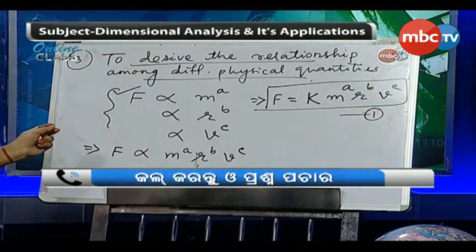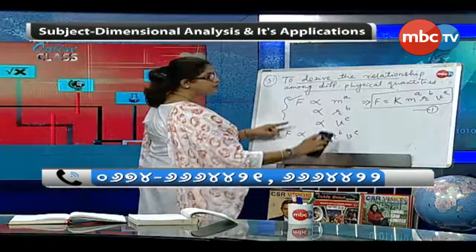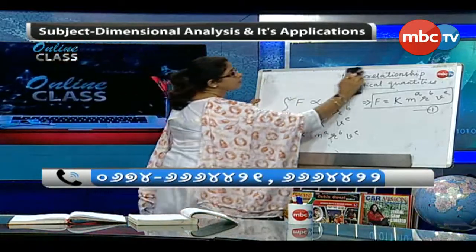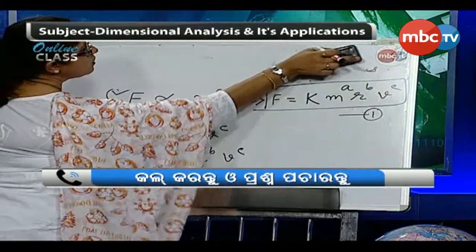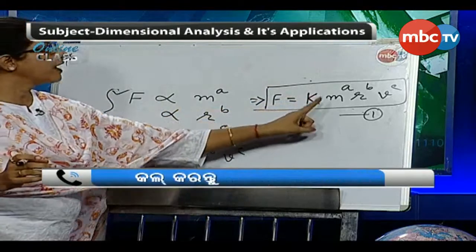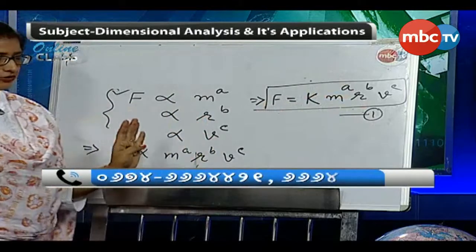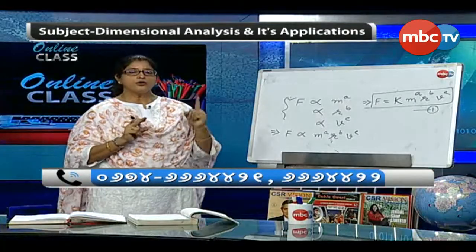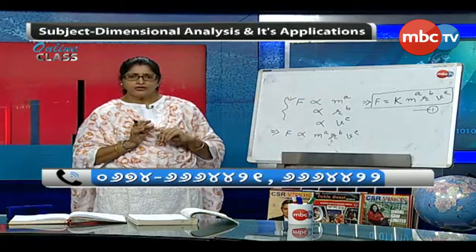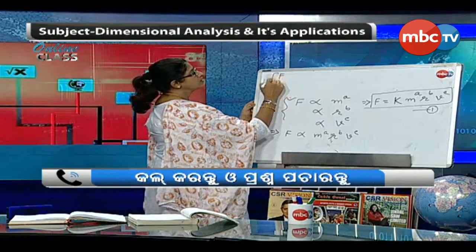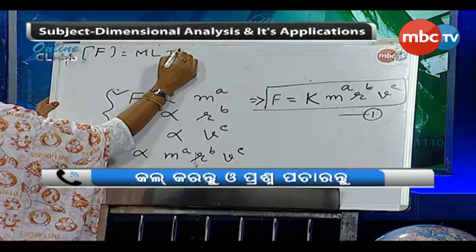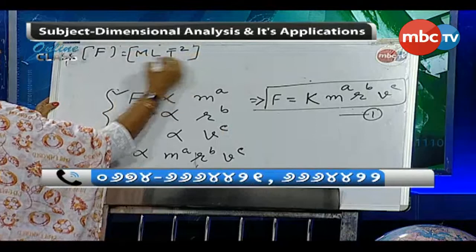Okay. Up to this I hope you have all noted down. Let me rub slowly, do not worry, I am going very slowly so that you can note down everything. F is equal to k m^a r^b v^c, this equation you have finally got. Now, how will you use the principle of homogeneity? You have to equate the dimensions on both sides. So, what is the dimension of force? It is M L T minus 2. Yes or no?